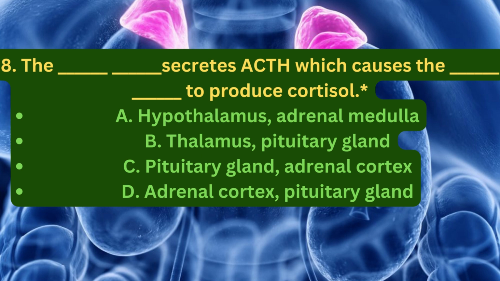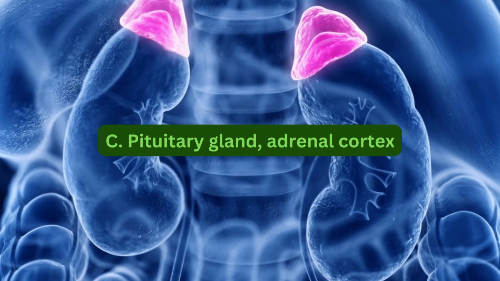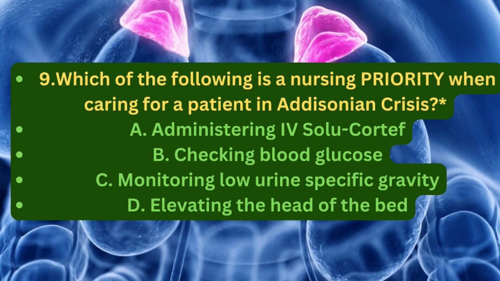That is very correct. Number 8 question says the blank secretes ACTH, which causes the blank to produce cortisol. A. Hypothalamus and adrenal medulla. B. Thalamus, pituitary gland. C. Pituitary gland, adrenal cortex. And D. Adrenal cortex, pituitary gland. Answer to number 8 is C, pituitary gland and adrenal cortex. Wow, that is definitely correct.